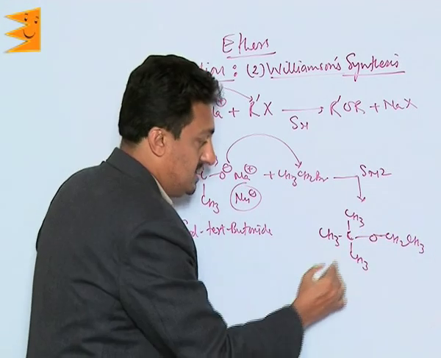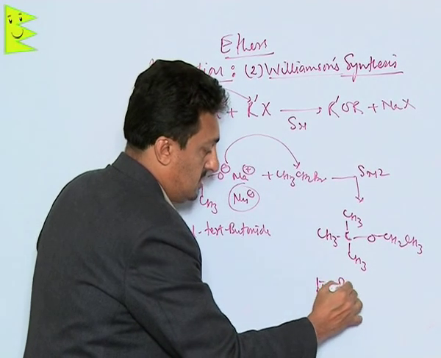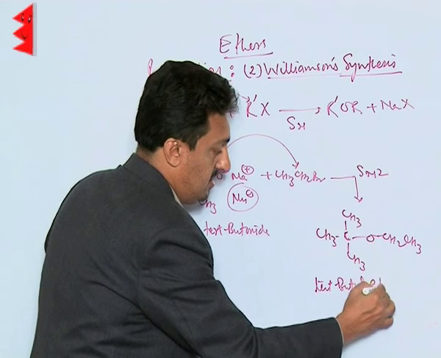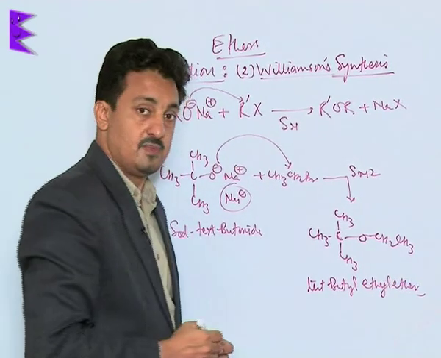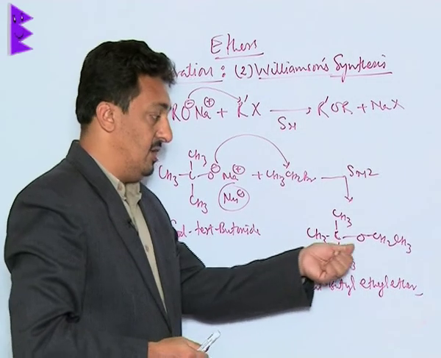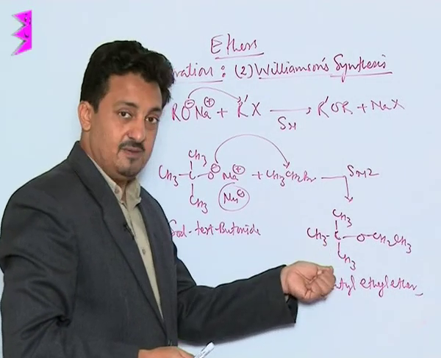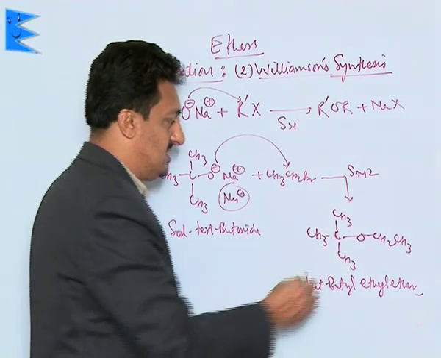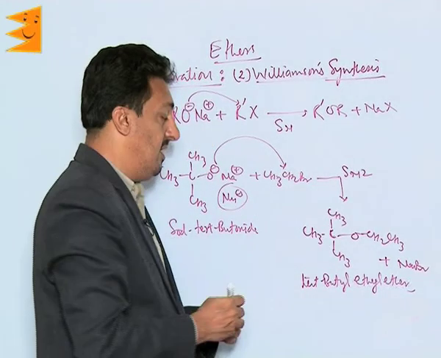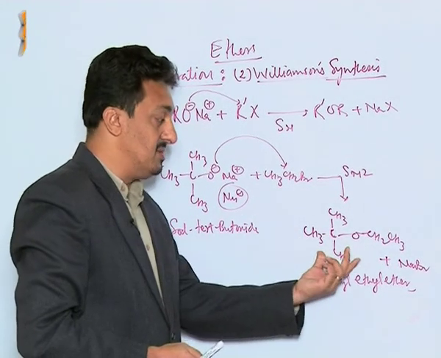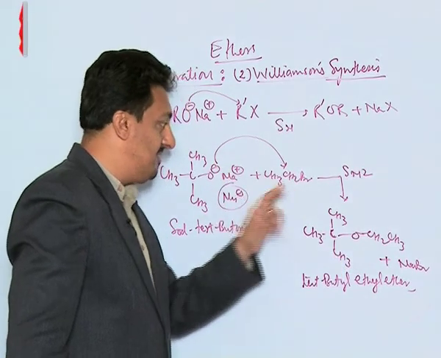So what we get is which is called tert-butyl ethyl ether, or it is called 2-ethoxy-2-methyl propane. Now along with this ether, a small amount of NaBr is also formed. Now this ether, the unsymmetrical ether, cannot be obtained by taking these reactants the other way around.